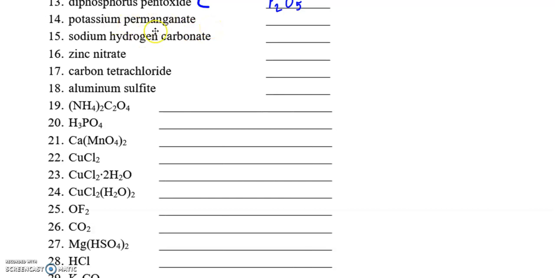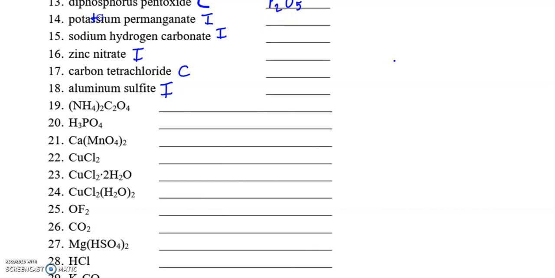So potassium permanganate, metal and a nonmetal, it's ionic. Sodium hydrogen carbonate, also metal and a polyatomic ion. Sorry, I should have said polyatomic ion up here, so that's ionic. Metal and a polyatomic ion, that's ionic. Carbon tetrachloride has 2 nonmetals, so it's covalent. Aluminum sulfate, ionic. So we'll go ahead and write formulas for those.